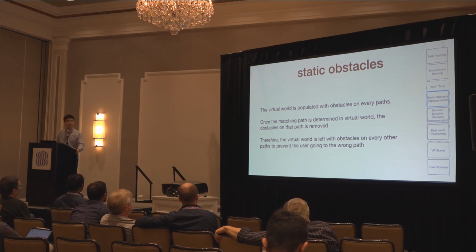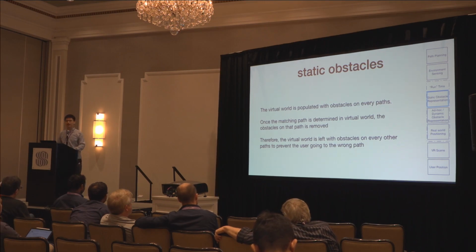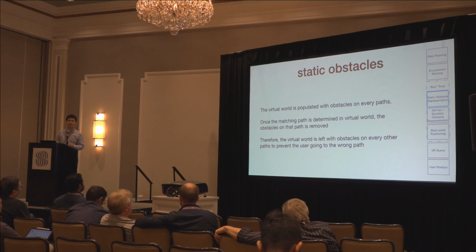For representing static obstacle, as I said before, we just make sure the user walks on the right path. The way we do that is we pre-populate the environment with all kinds of obstacles. And then once the matching path is found, we just remove the obstacle on that path so that the virtual environment is left with only one path open and all the other paths closed, so that the user doesn't walk into the wrong path.